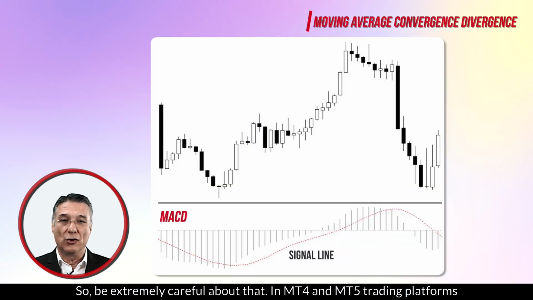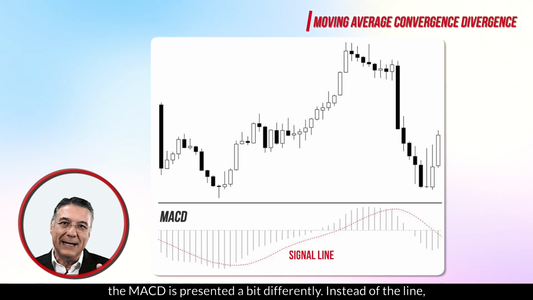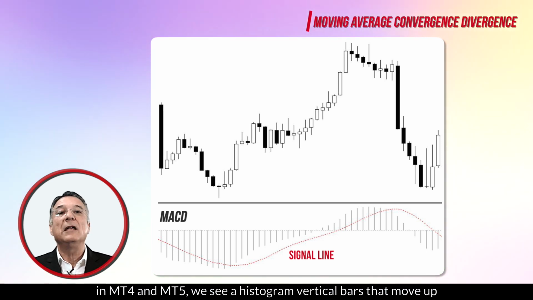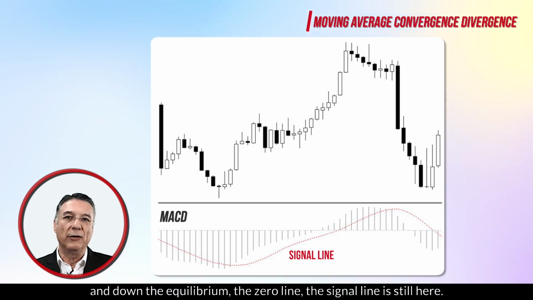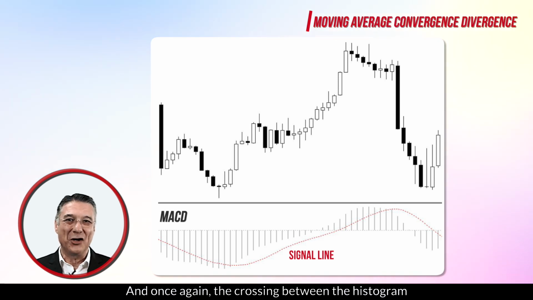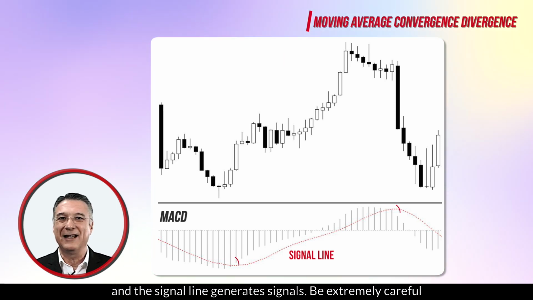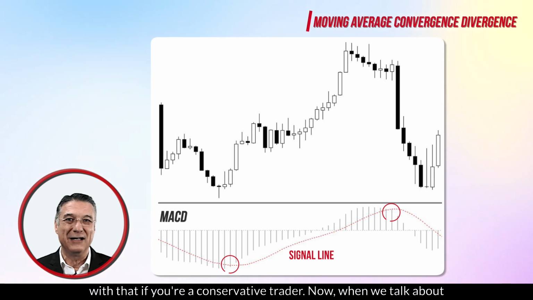In MT4 and MT5 trading platforms, the MACD is presented a bit differently. Instead of the line, in MT4 and MT5, we see a histogram, vertical bars that move up and down the equilibrium, the zero line. The signal line is still here. And once again, the crossing between the histogram and the signal line generates signals. Be extremely careful with that if you are a conservative trader.